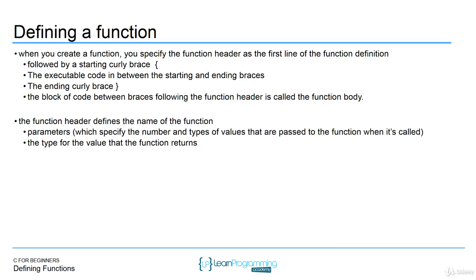The function header defines the name of the function, the parameters of the function. We're going to talk about parameters and arguments in detail, but right now you just need to know that there's something called parameters. And the parameters are going to specify the number and the types of the values that you can pass. Parameters have to do with passing data. It also defines the type for the value that the function returns. We mentioned that functions can return data. So in that function header, you're going to have the name of the function, the data that can be accepted by the function, and the data that's returned by the function. We're not going to focus right now on the data that can be passed or the data returned. We're just going to talk about creating a simple function.